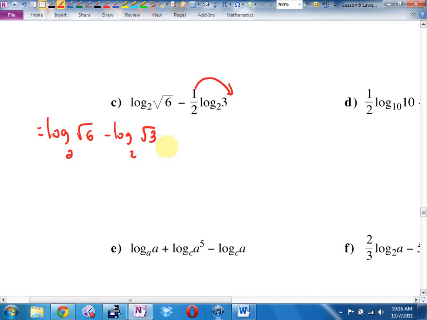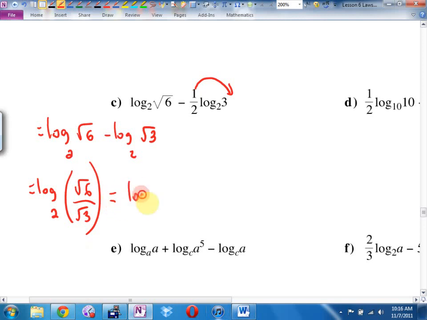What's subtracting 2 logs the same as? So if I hear you correctly, this is the same as the log base 2 of root 6 over root 3. What's 6 divided by 3? What's root 6 divided by root 3? Root 2. Log base 2 of the square root of 2 is what? Because it's 2 to the 1/2 really inside there. 2 to what power equals the square root of 2? 2 to the 1/2 equals the square root of 2.